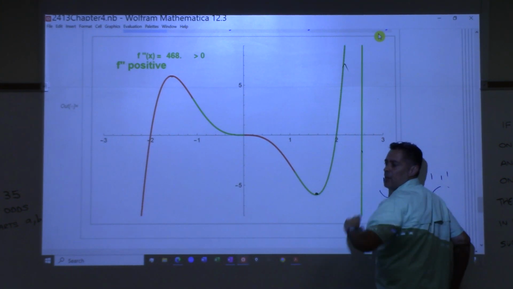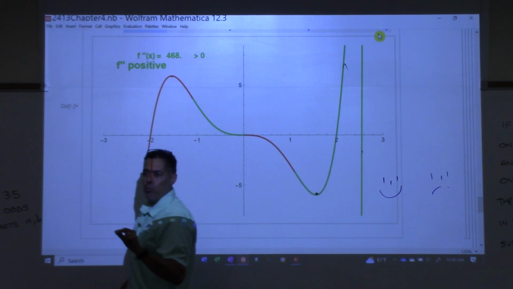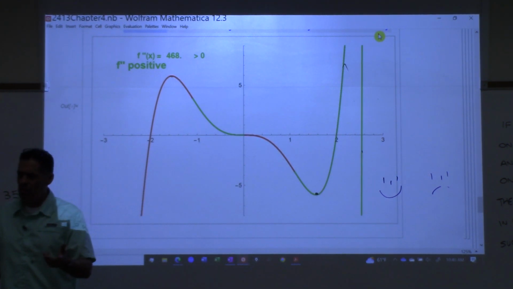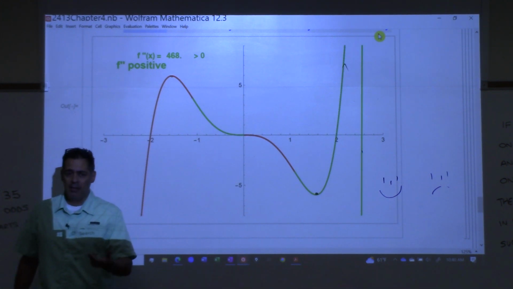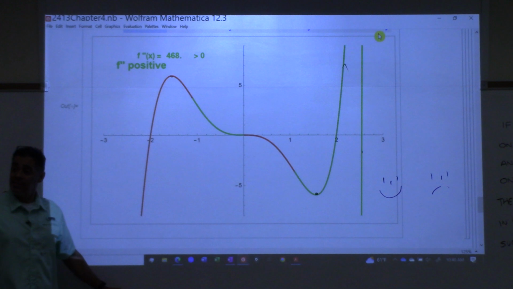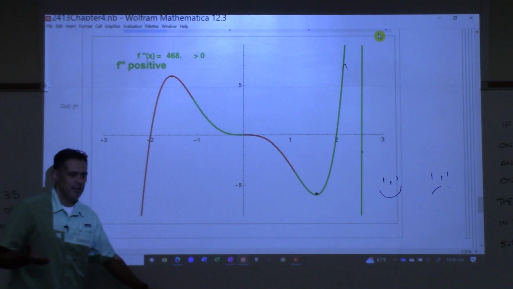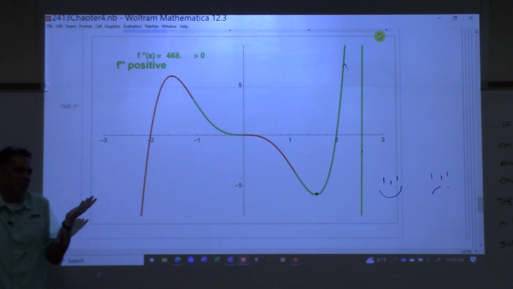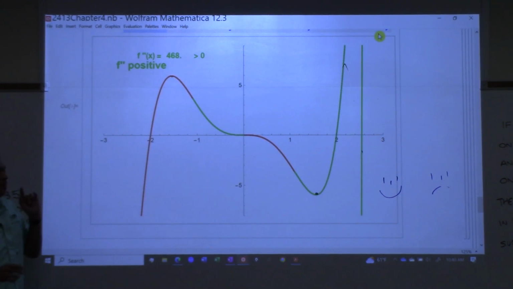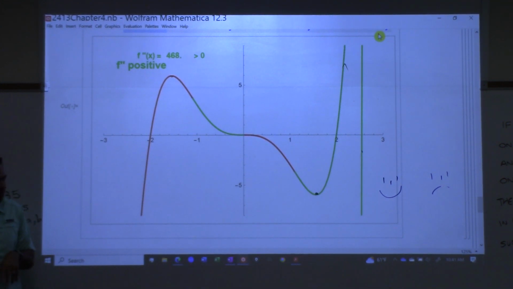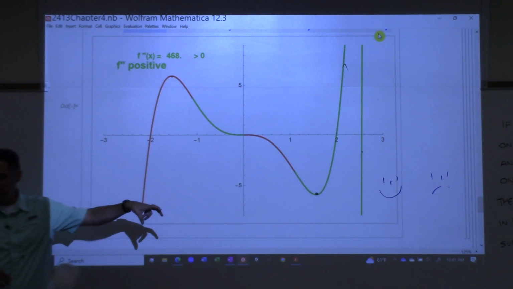Got it? The second derivative tells you where your graph is smiling and frowning. Now the technical word for that is the concavity, all right? If your second derivative is positive, what do you think it's doing? Smiling or frowning? Smiling, and that actually makes sense, right? Positive people are like happy. So if your second derivative is positive, you're going to have smiles in your graph. If your second derivative is negative, then you're going to have frowns, okay?